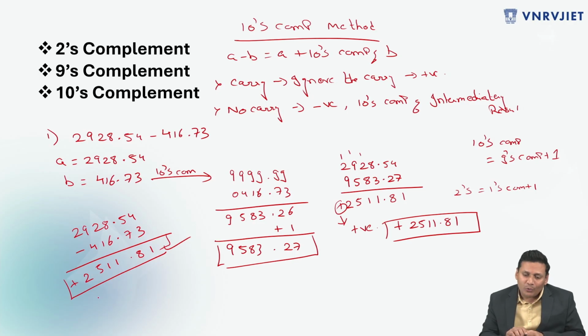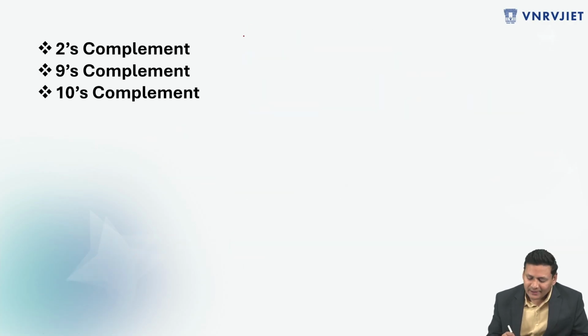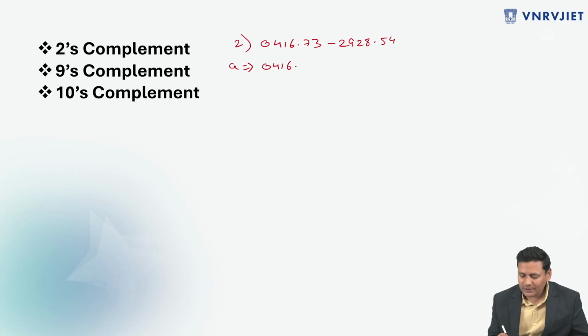Let us take one more example. Now, the second example, I will just interchange the values. The second example is 0416.73 minus 2928.54. In this case, A is 0416.73 and B is 2928.54. So what is the first step?